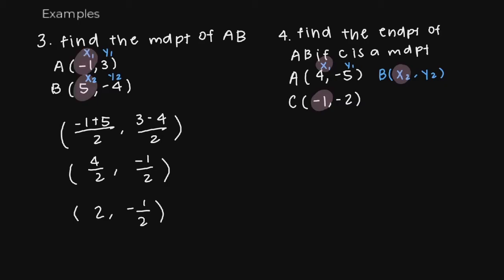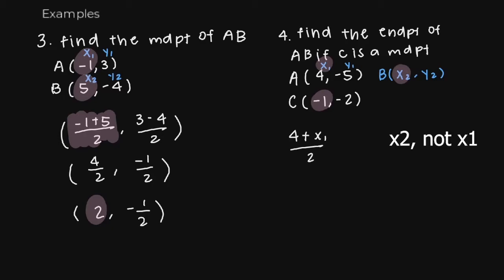So negative 1 plus 5 divided by 2 gave us the x-coordinate of the midpoint. And since we have the midpoint this time, that means 4 plus x1 over 2 has to equal negative 1. So we're going to be using the x-coordinate of the midpoint for that part. Then for the y value, we're going to use the y's. So we have y1 plus y2 over 2 has to equal negative 2.